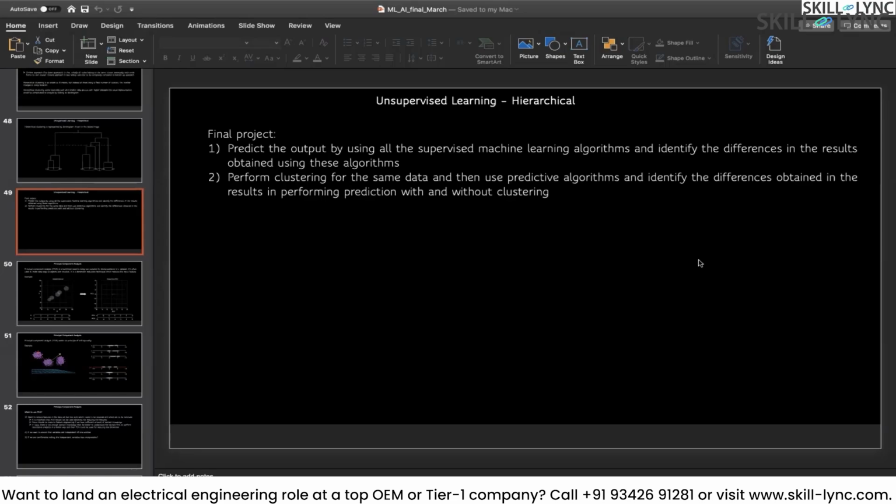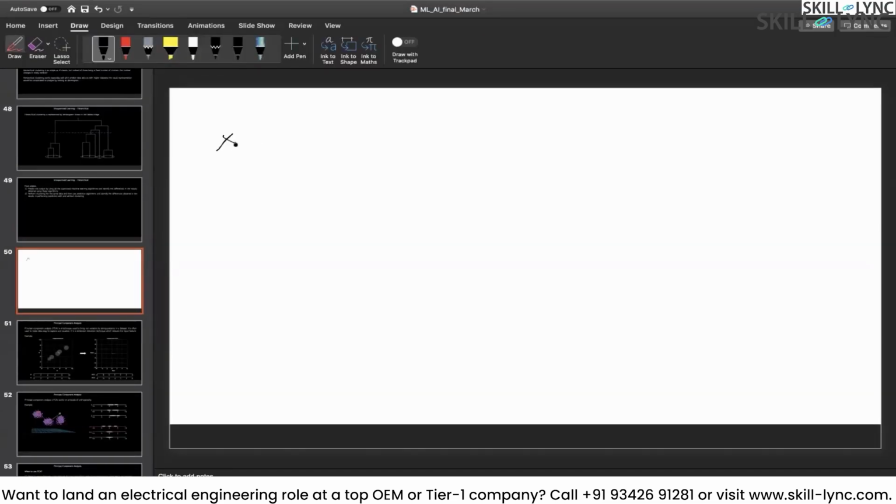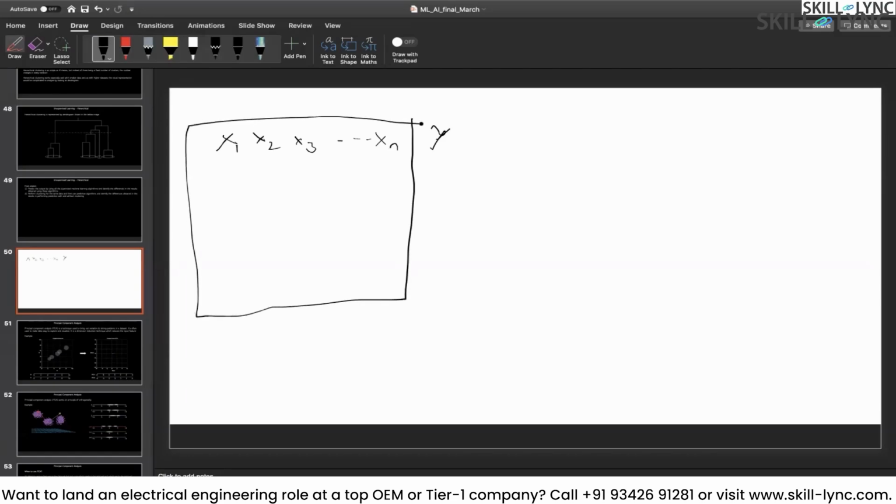Okay, and then the second would be quite complicated. As I told, it's performing the clustering for the same data and then using predictive algorithms and identifying the differences obtained in the results in performing prediction with and without clustering. So what I meant is, in this case you would be having the data x1, x2, x3 and so on, I'm not sure how many x, and then y. So first you have to consider that there is no y in this case, and then implement your clustering.